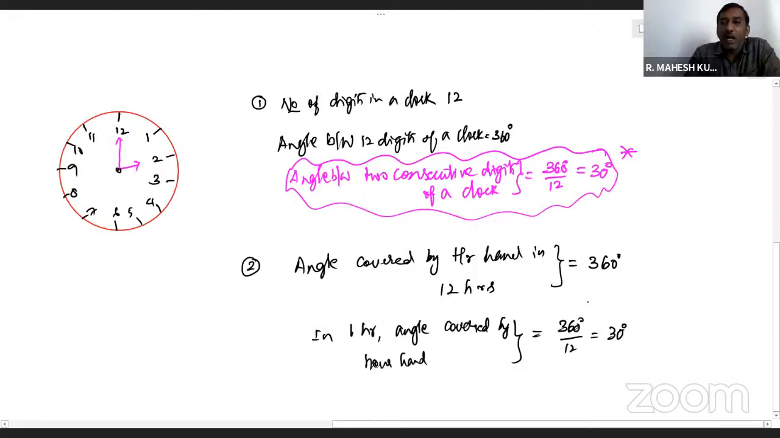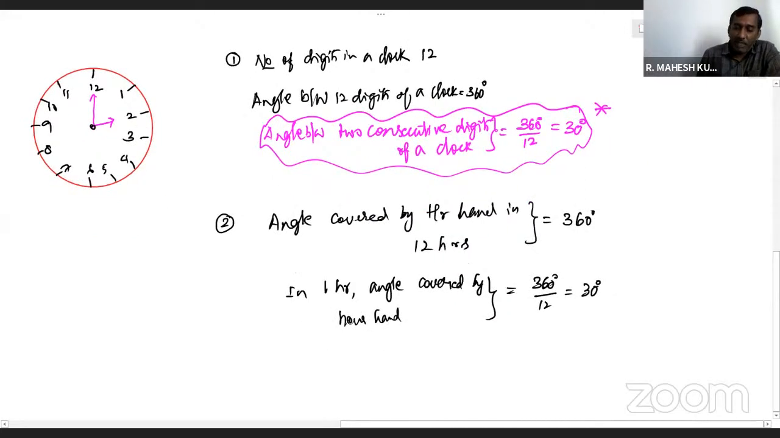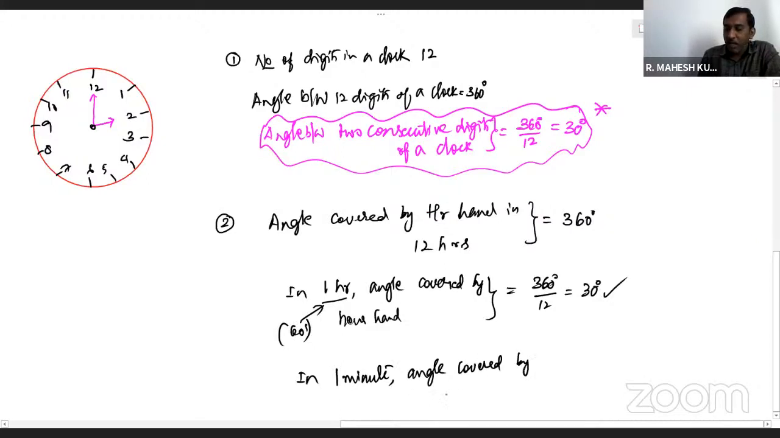In 1 hour, the hour hand rotates 30 degrees. Understood? So it covers 30 degrees. Similarly, now in 1 minute, right? How many minutes are there in 1 hour? It is going to be 60 minutes. In 60 minutes it covers 30 degrees. Therefore, in 1 minute, the angle covered by the hour hand is equal to 30 divided by 60 degrees. So it is going to be half a degree.